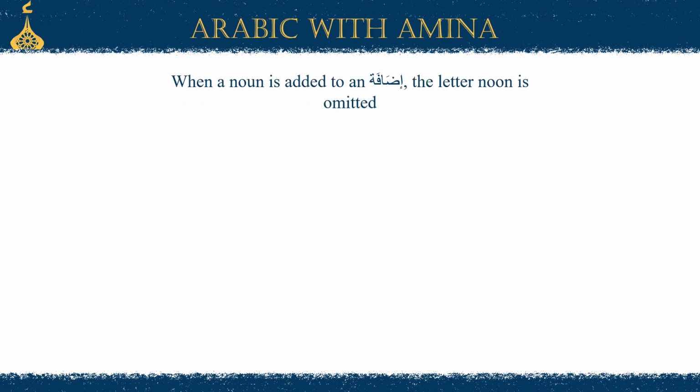Another rule about the duals is that when a noun is added to an idafa, the letter noon is omitted. An idafa is another noun, and it is used to indicate possession in Arabic. You can consider it an addition. Let's put this in an example for it to be easier to understand. We're going to have a school student, a talib al-madrasa.